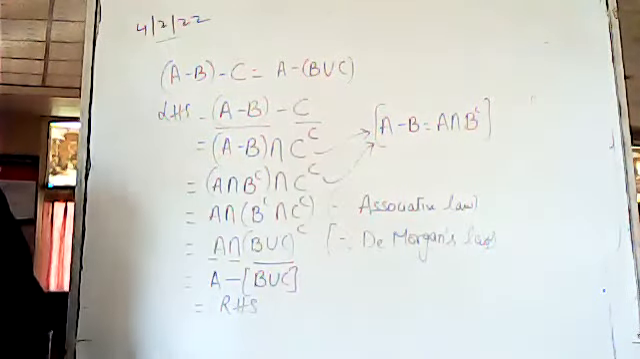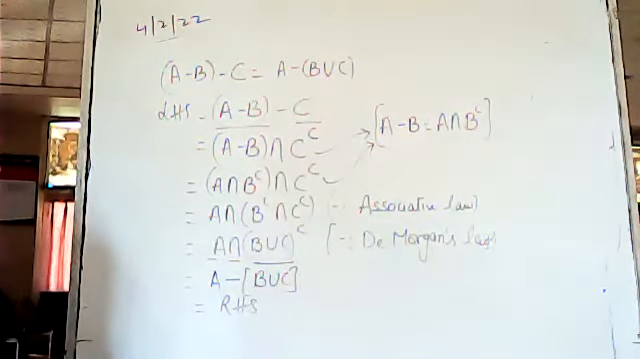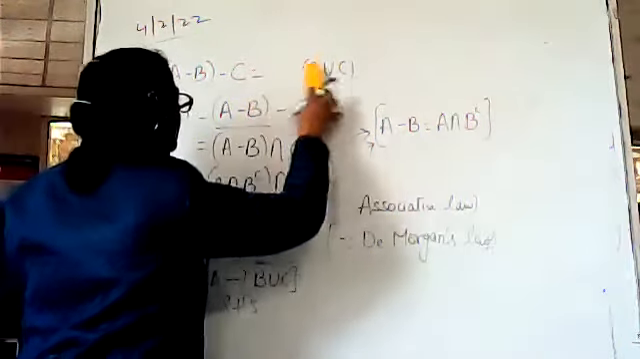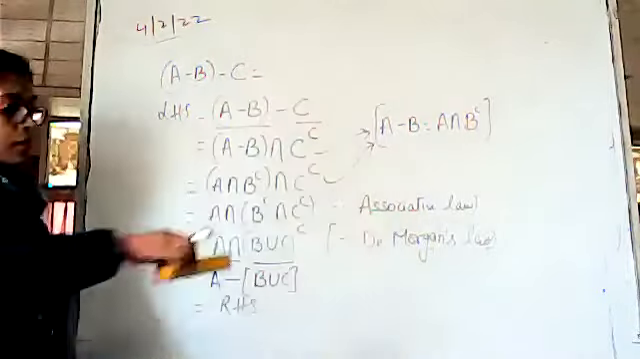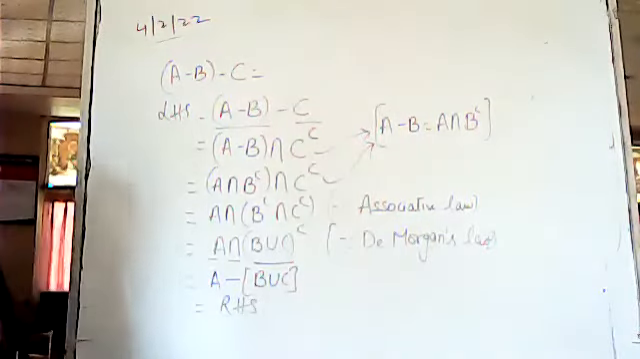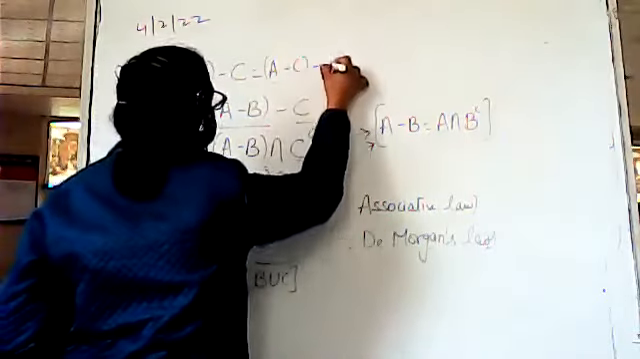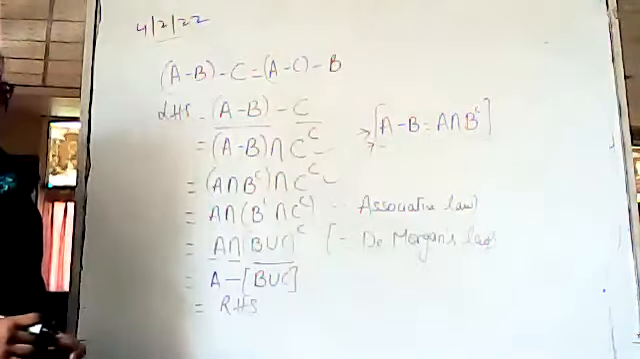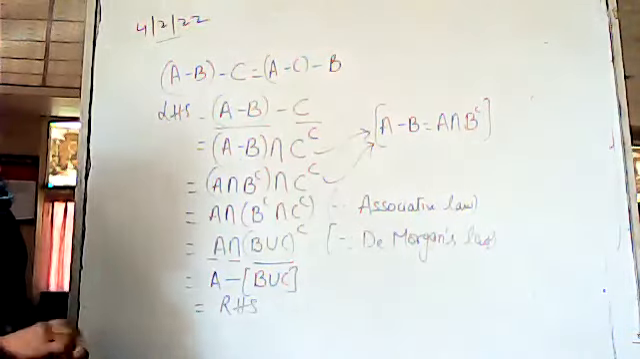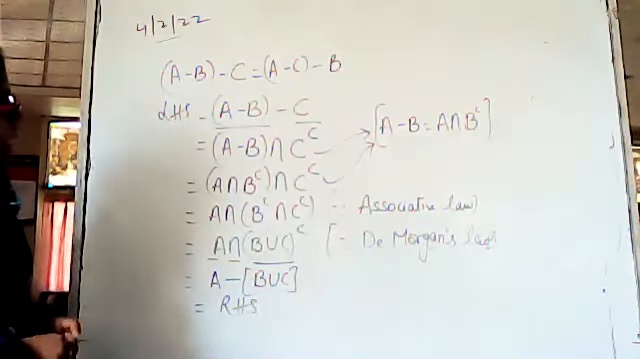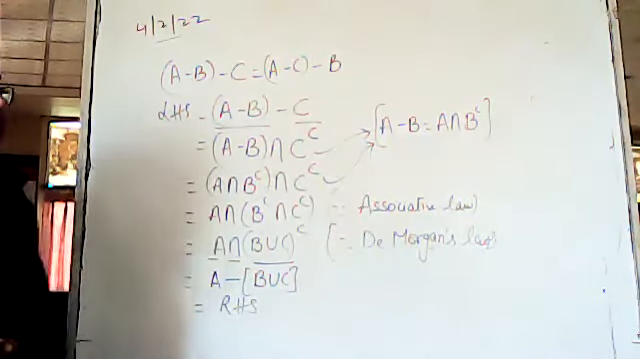Next question is show that A minus B minus C equals A minus C minus B. Again, take the left hand side. This is A minus B minus C.